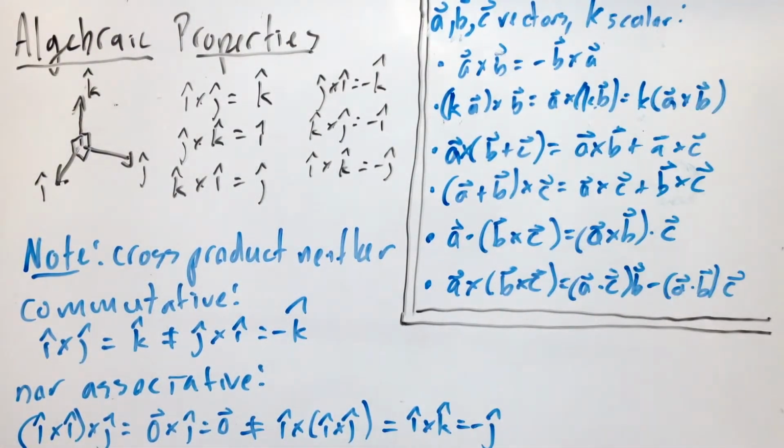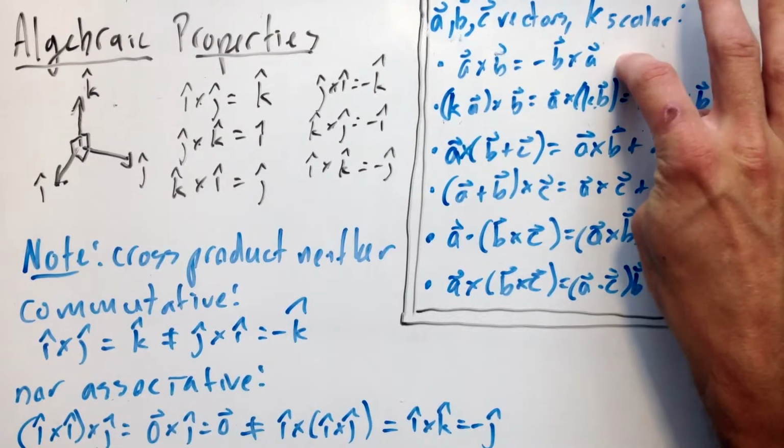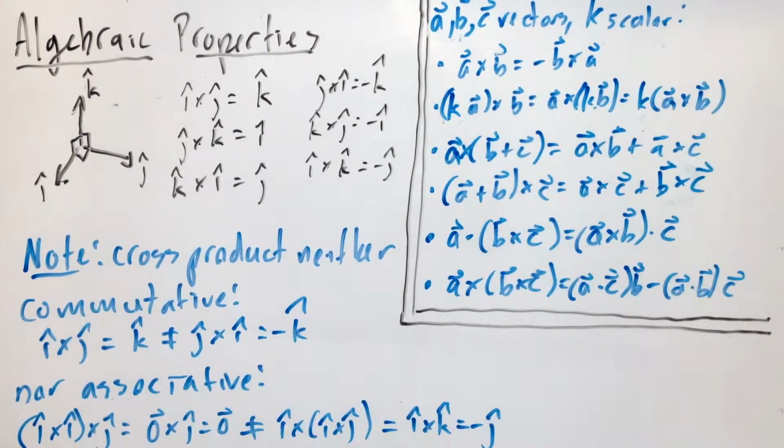Anyways, so here are some properties. If a, b, and c are vectors and k is a scalar, then the cross product of a and b is equal to the negative of the cross product of b and a.